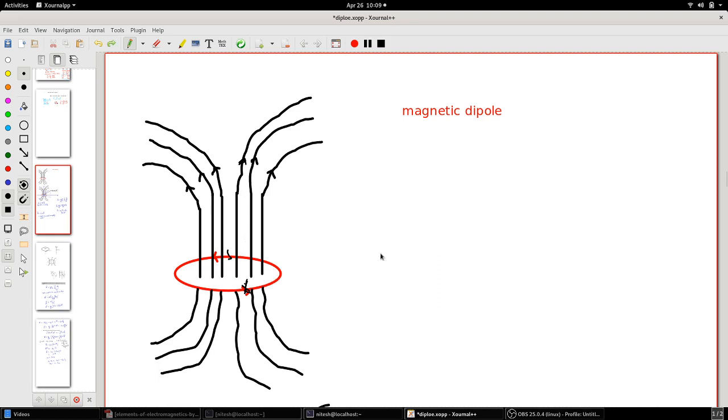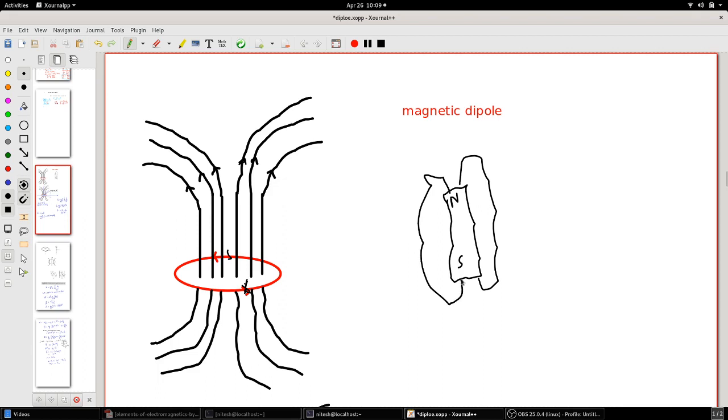Now one interesting thing that we notice is with respect to the bar magnet. If you have a normal bar magnet with north and south, or a dipole, then you see the flux lines going this way, from the north pole to the south pole. So this pattern and this pattern look very similar.